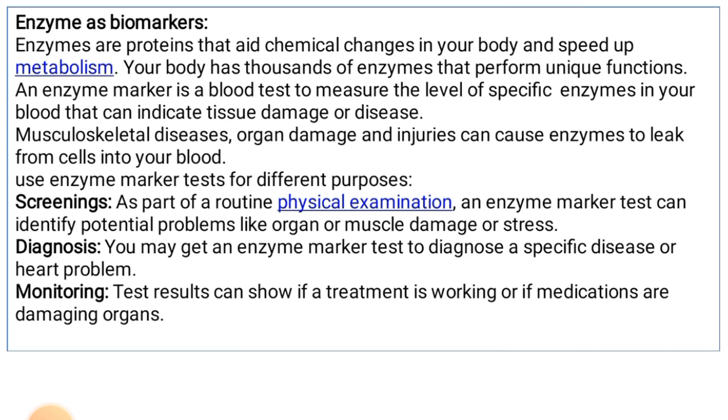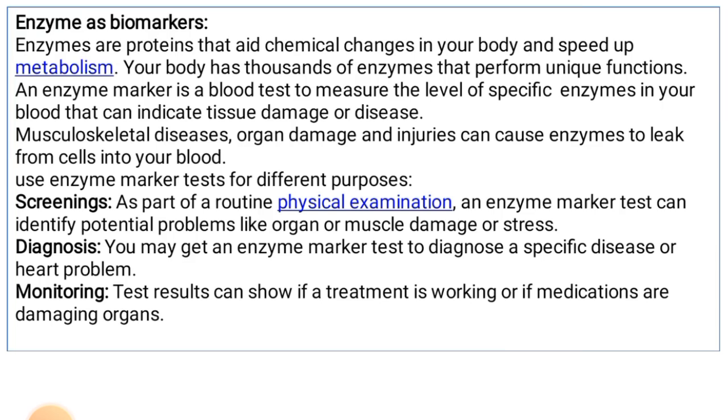For example, if there is some damage in the heart, then a specific type of enzyme is present in a higher amount in the blood. So we can infer that there is some heart injury or heart damage in that particular body. This is how we use enzymes as biomarkers. So let's see them one by one.